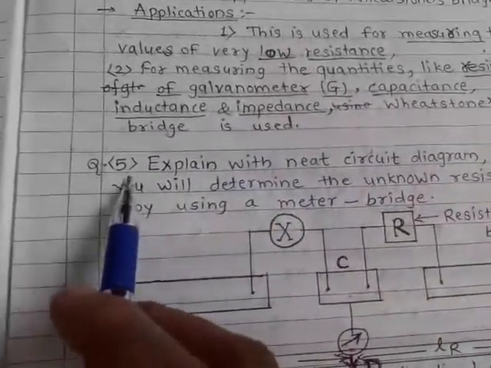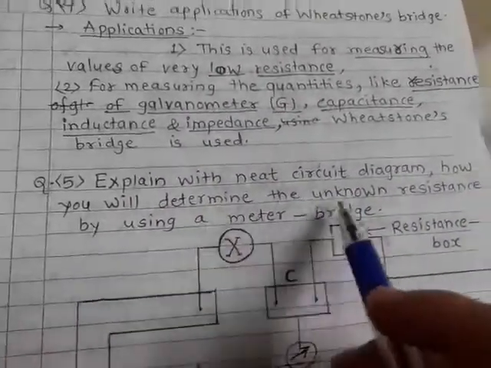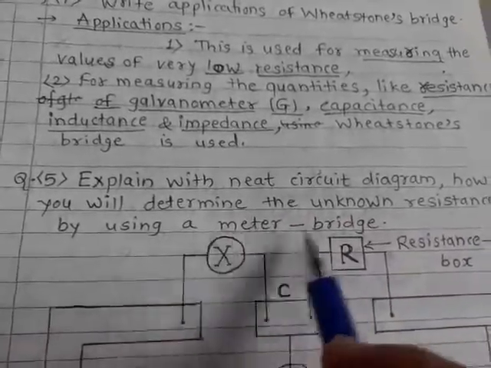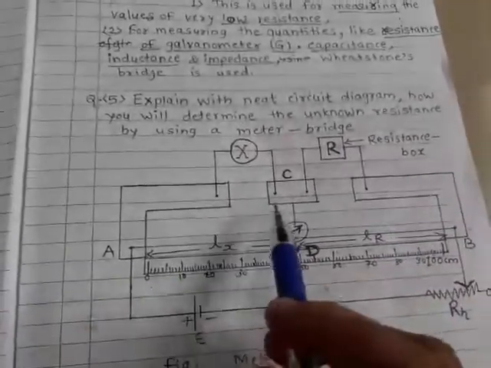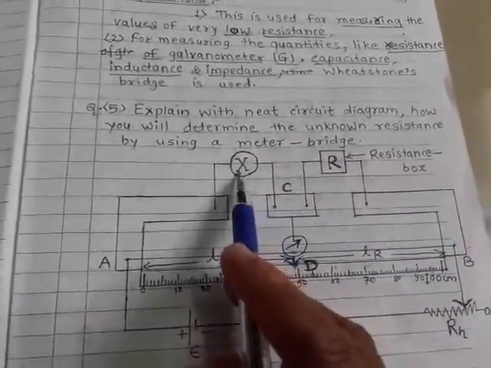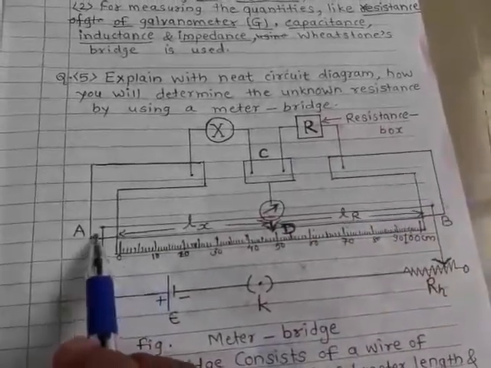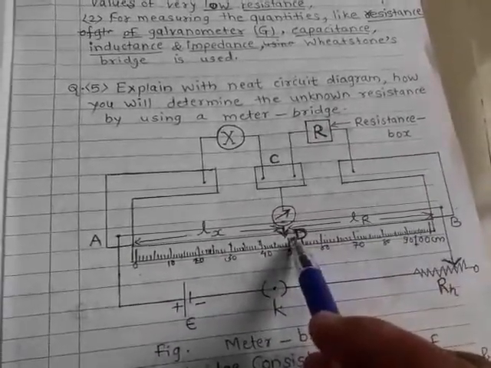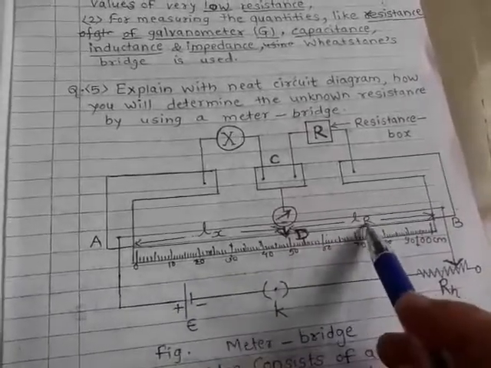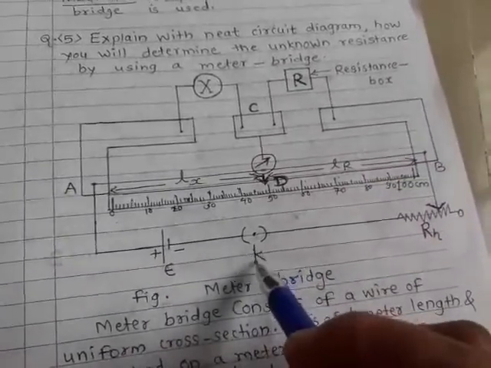See here question number 5. Explain with neat circuit diagram how you will determine the unknown resistance by using a meter bridge. See here meter bridge. This is the circuit diagram. X unknown resistance, capital R resistance box. See here meter bridge wire is this AB. D is null point or balancing point. Lx and Lr are the corresponding lengths. Epsilon is cell, key K and RH is rheostat.